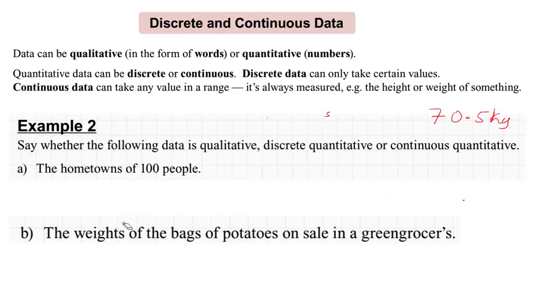Number 2, the weights of the bags of potatoes on sale in a greengrocer. Right. We're talking about the weight here. How do you measure weight? You measure weight in numbers. So that's going to be quantitative to start with. Okay. The next thing, the weights of the bags could take any value. And to find what they are, I have to measure. If that's the case, then the data is going to be continuous. Right. So the weight could be decimals also. And I've got to measure to find what the answer is. Okay.